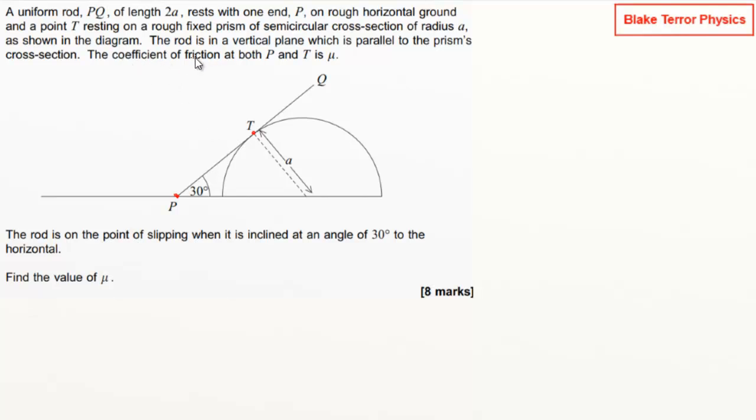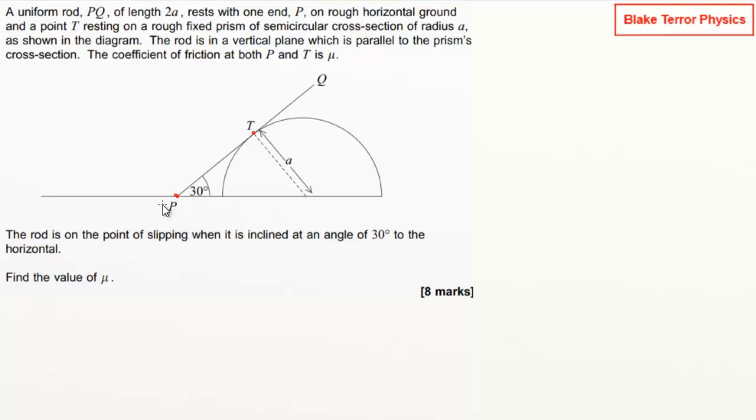Also tells us that the coefficient of friction at both P and T is mu, so it's the same on both of them. Right, the rod is at the point of slipping when it's inclined at an angle of 30 degrees to the horizontal. Right, well, if it did slip, it's useful to think of how the rod would move because that will tell us the direction of our frictional forces.